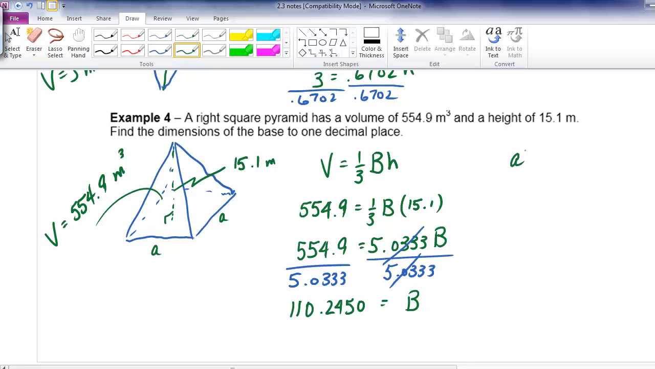But what we do know is that a squared is equal to the area of the base because it's a square. So a squared is equal to 110.2450, and we undo a square with square root and follow the golden rule, and we end up with A is equal to 10.5 meters. So the side length of the base of this particular pyramid is 10.5 meters.